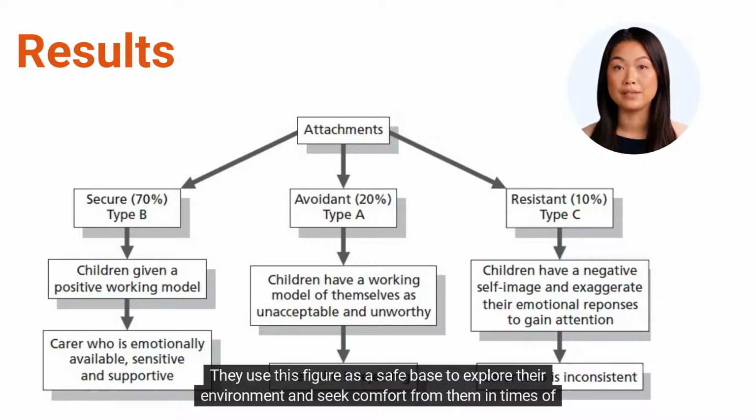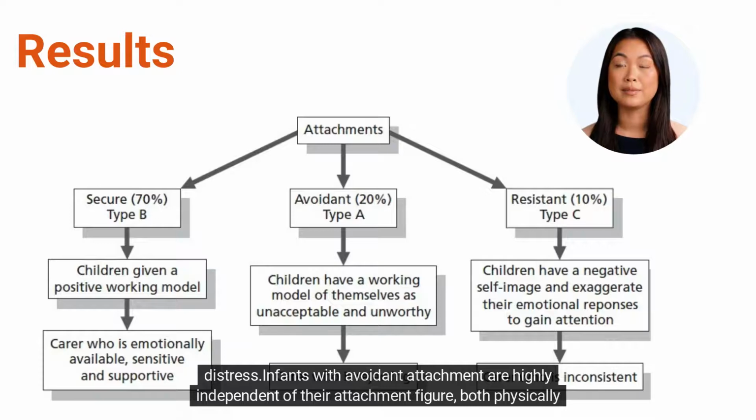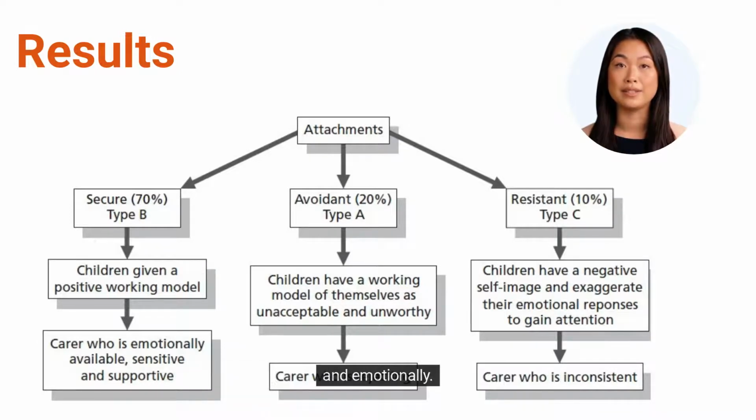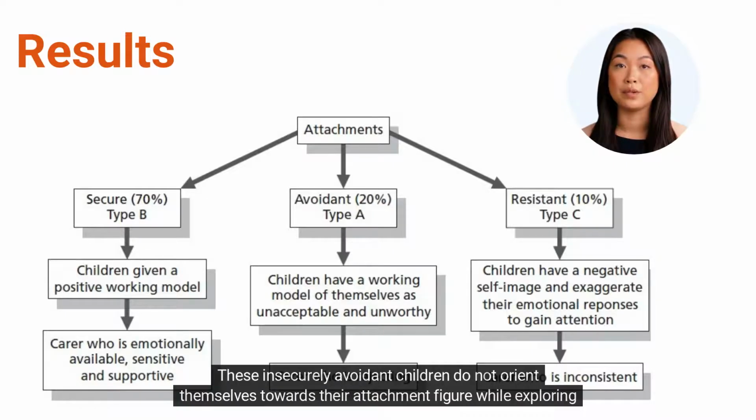They use this figure as a safe base to explore their environment and seek comfort from them in times of distress. Infants with avoidant attachment are highly independent of their attachment figure, both physically and emotionally. These insecurely avoidant children do not orient themselves towards their attachment figure while exploring their environment.